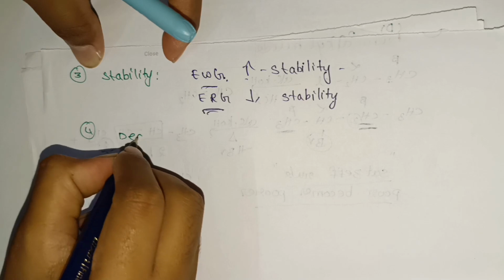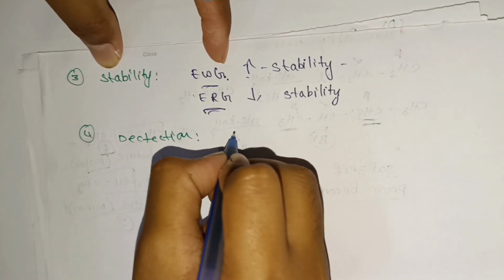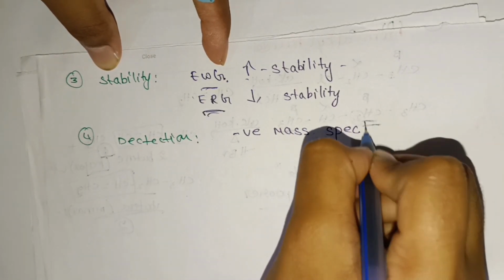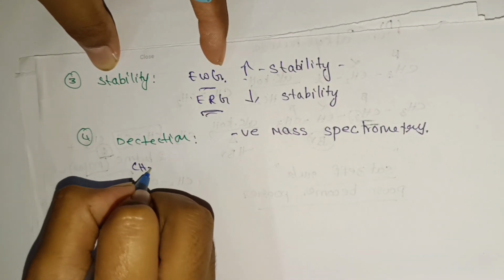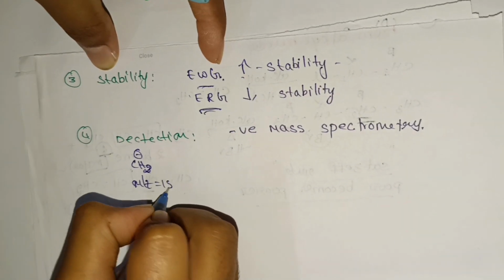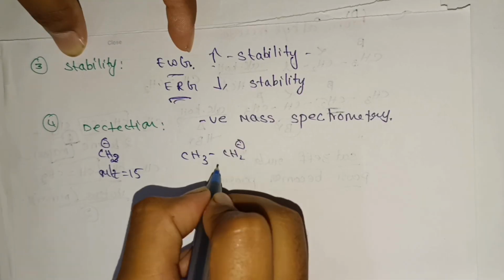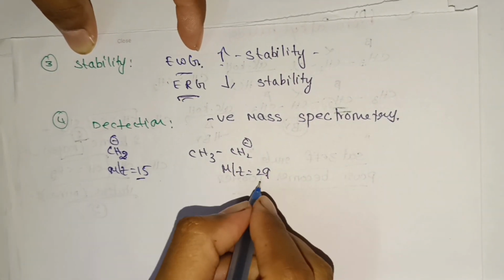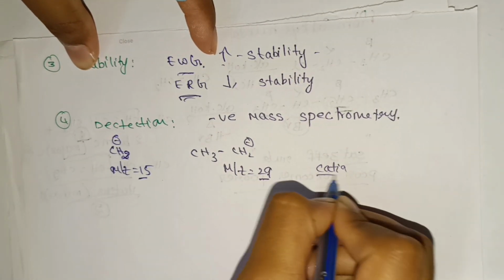Next, the fourth topic is detection. It is identified by negative mass spectrometry. CH2 minus has m/z equal to 15. Next, CH3CH2 minus has m/z equal to 29. How is it 15 and 29? I already explained this in the carbocation video. Check it once.